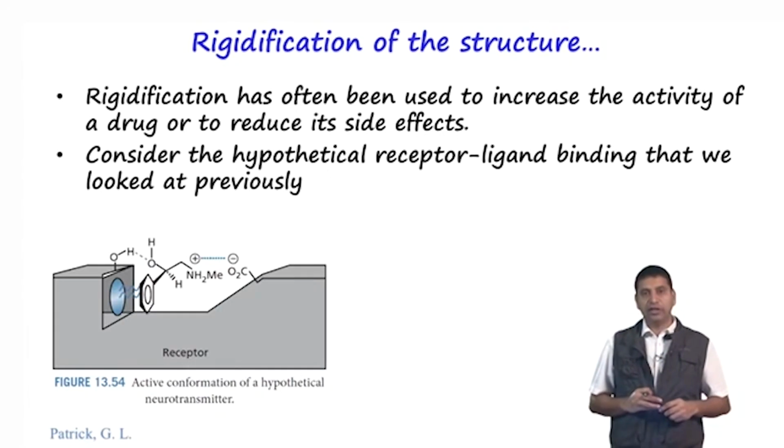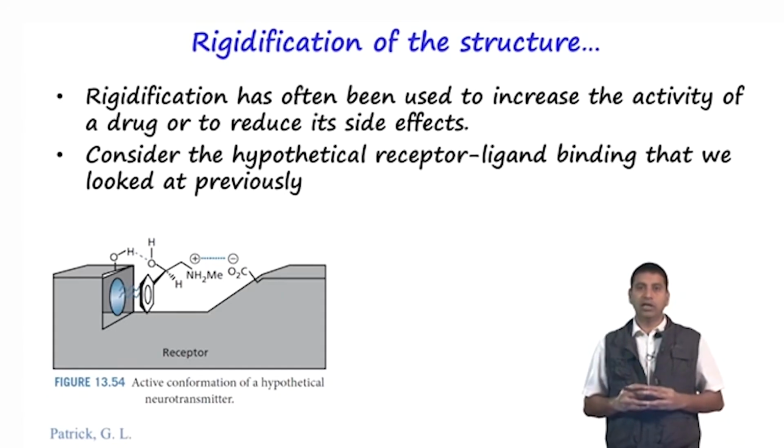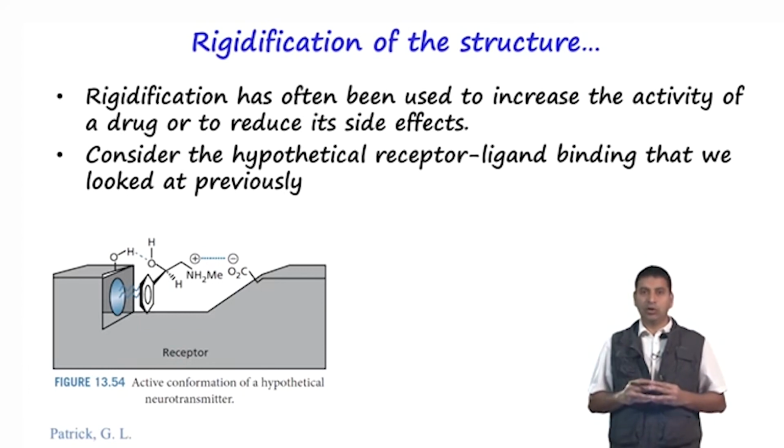The next strategy that we will use is called rigidification. Rigidification is nothing but trying to introduce elements inside the lead molecule which are going to make the molecule more rigid, right. This is typically done to increase the ligand receptor or ligand enzyme binding interactions. In order to understand this better, let us look at this example.